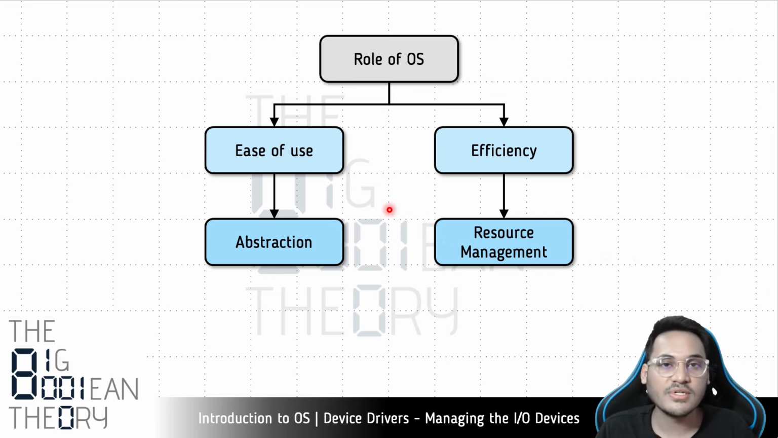So guys, this was it for this video. In this video, we studied how the operating system manages the IO devices. It makes them easy to use by providing the concept of device drivers, which abstract the complexity of the IO devices by providing a uniform interface. And then we also spent some time understanding what the operating system does in the context of IO devices to ensure that they are used efficiently.